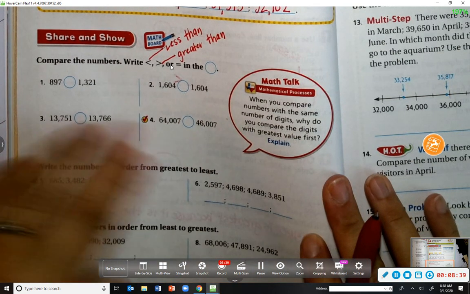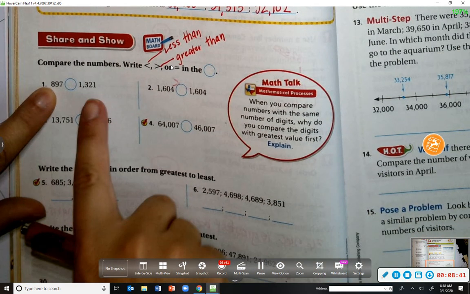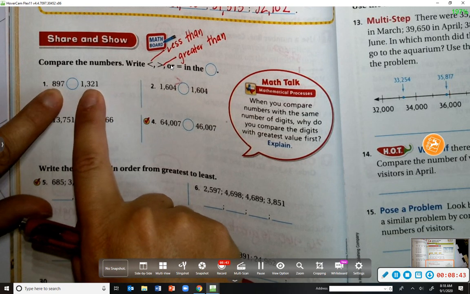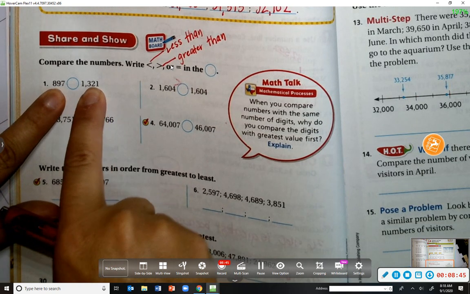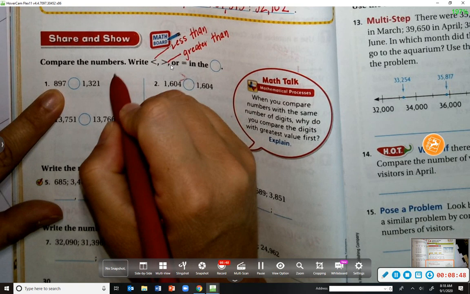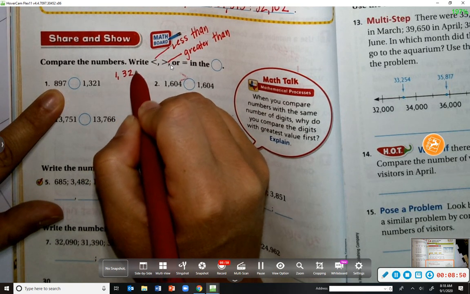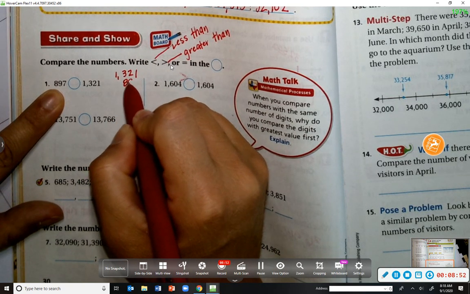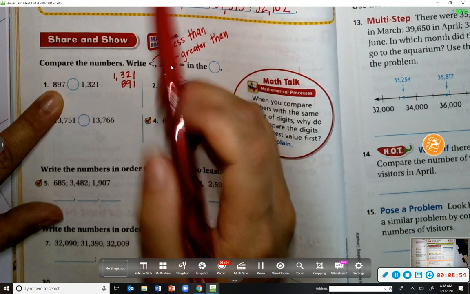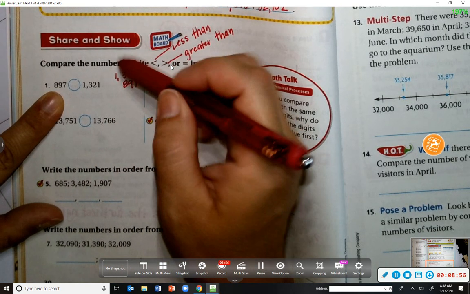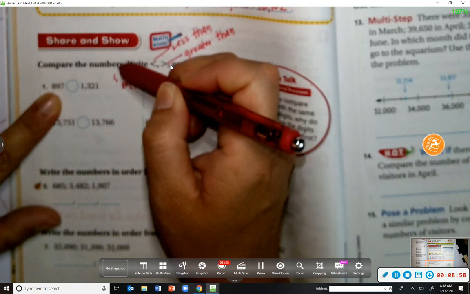Okay, now I see these two numbers. If you can't tell just by looking at them like this, then you can rewrite them, lining up the digits like we did at the top. So I have them lined up. Remember, we want to start on the left.